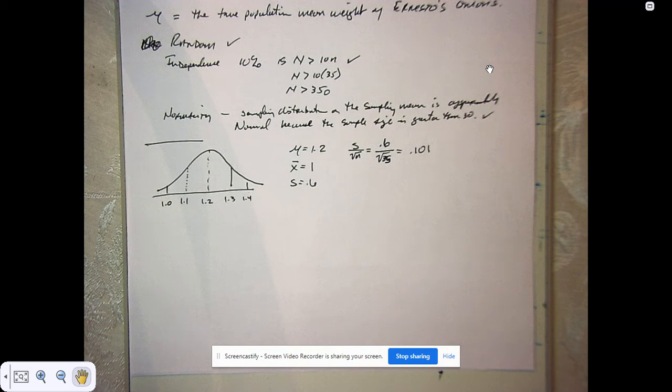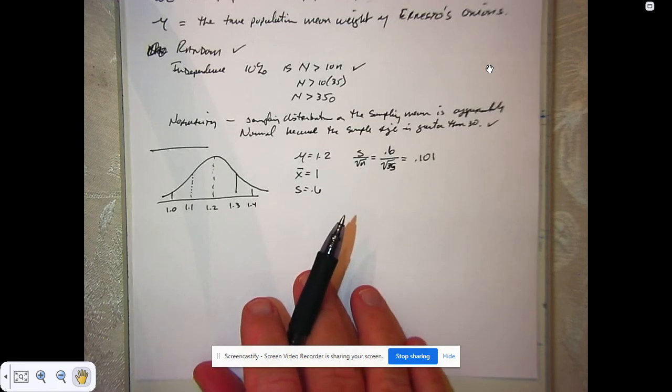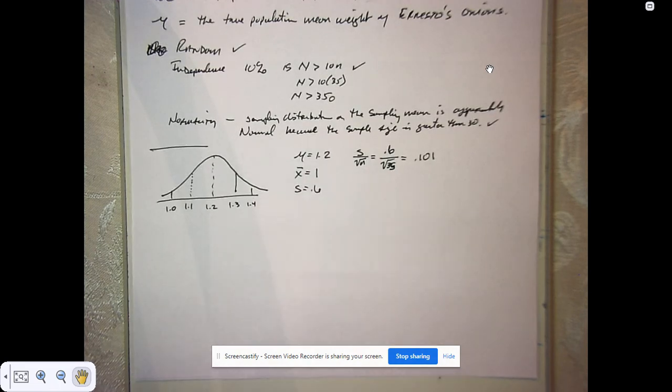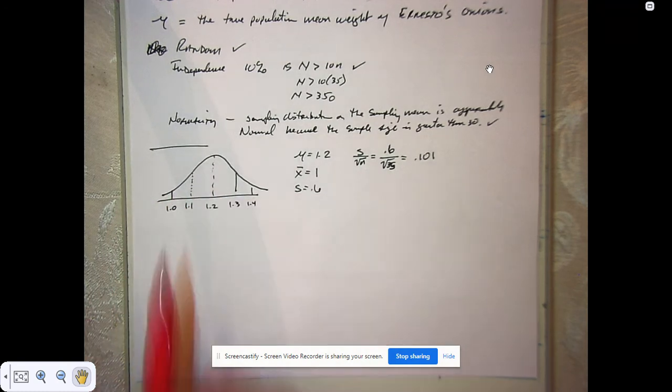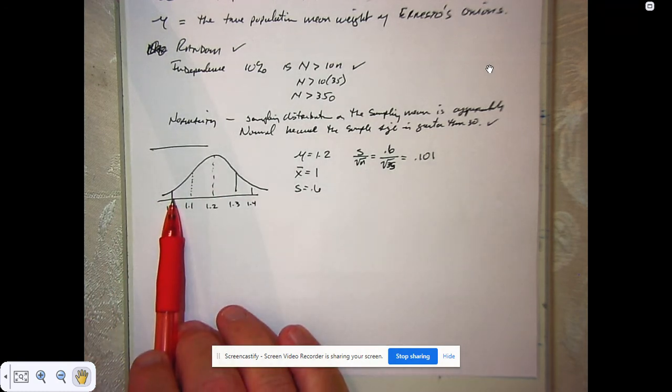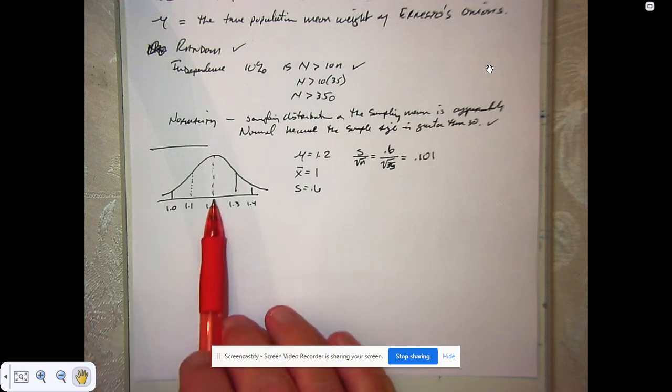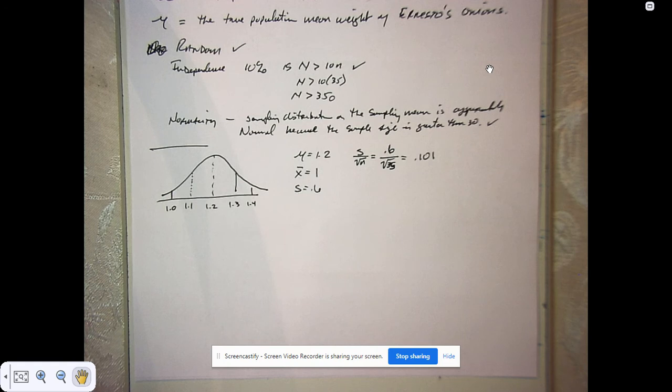Okay. So we are looking to figure out where our sample ended up being. Where our sample ended up being right here at 1. And that's almost 2 standard deviations away from the mean. And so that's in the area where we would probably think that we're going to have some issues.